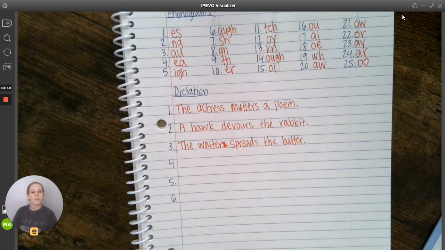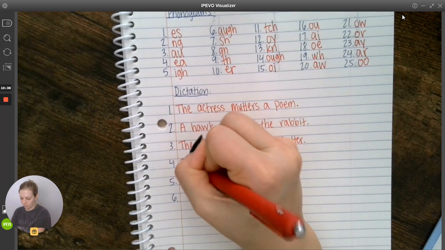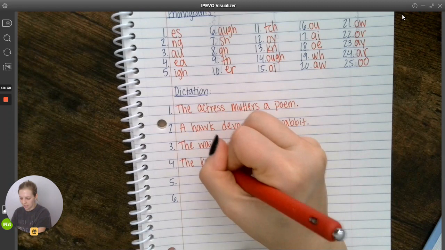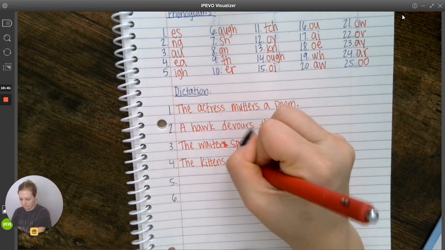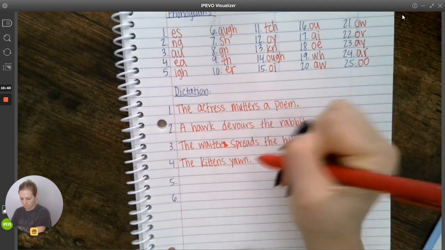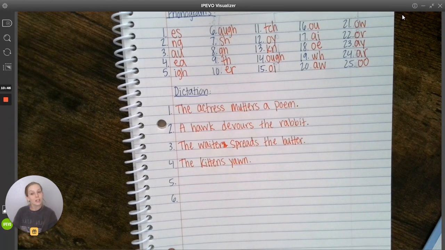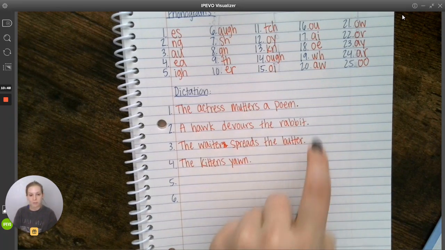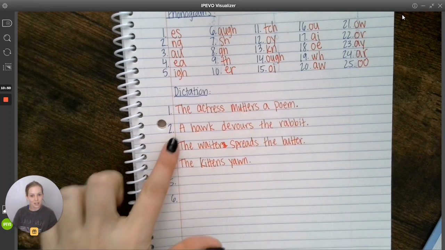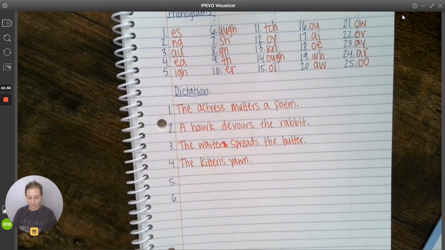Number 4, the kittens yawn. How cute. The kittens yawn. Don't forget these are sentences, so you should have a period at the end of each and a capital letter at the beginning.